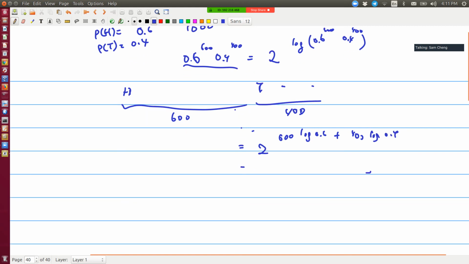right? Then I can put 1,000 here. Maybe I even put a minus sign here. I have it become minus 0.6 log 0.6 minus 0.4 log 0.4, right? And this is just the entropy.